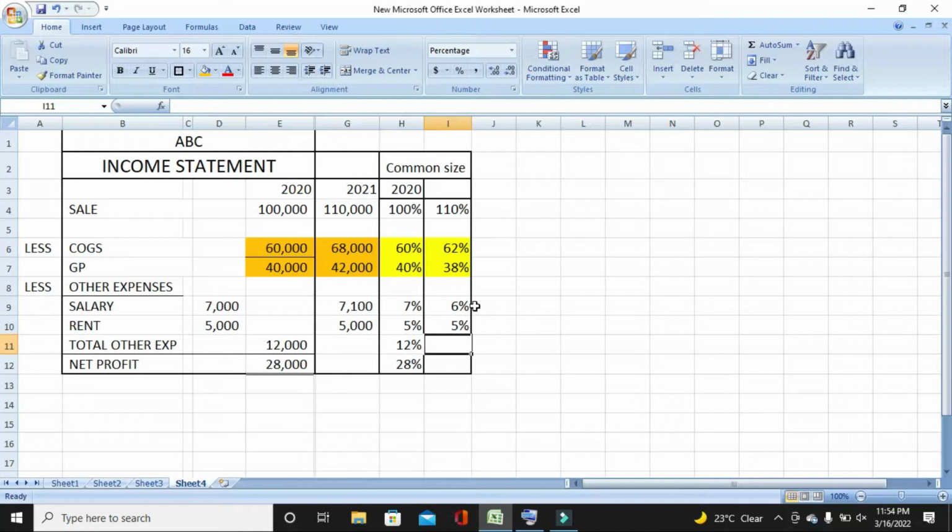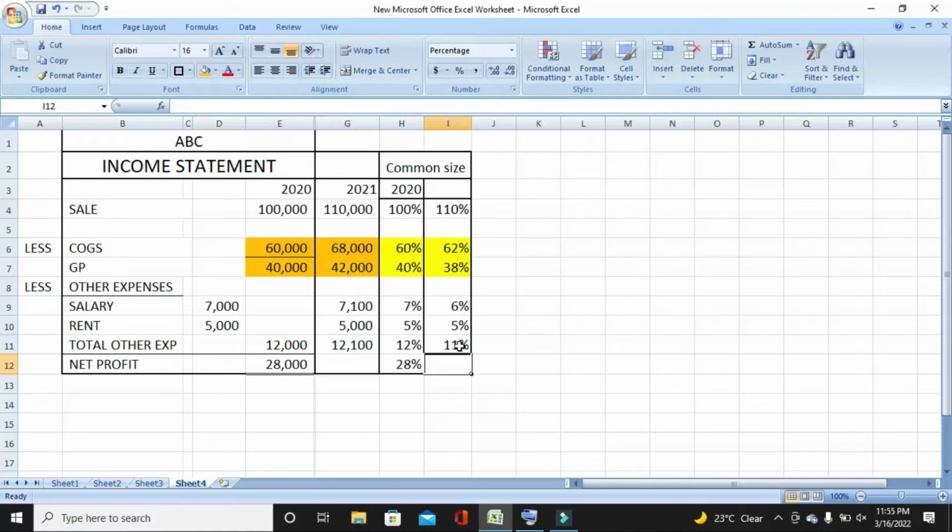If we have collected 100 rupees from our customers, then out of that 6 rupees goes to our employees, and rent remained almost constant during the years. Overall our expenses have declined. If we compare with the previous year, our expenses were 12% of the total sales.